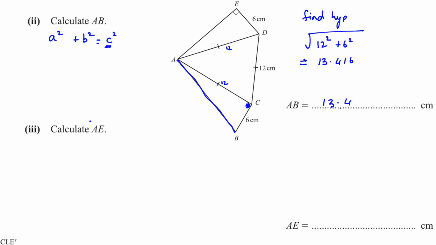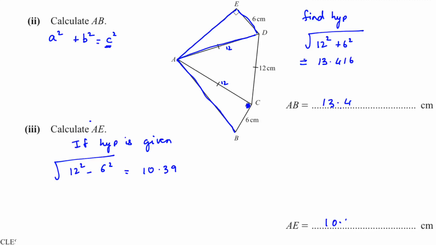To calculate AE, AE is a side, hypotenuse is 12 and the other side is 6. If the hypotenuse is given to you, we write the hypotenuse, which is 12 square, minus the side, and we square root the answer. So you will do 12 square minus 6 square, and we will get 10.39. You can round it to one decimal, which is 10.4 centimeter.